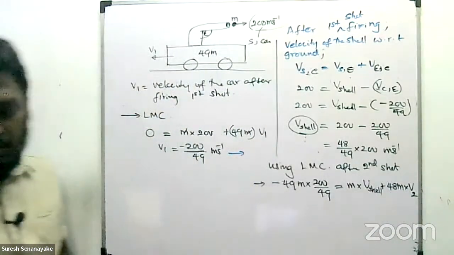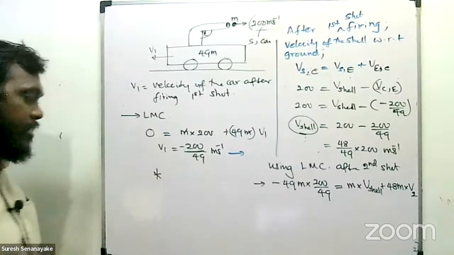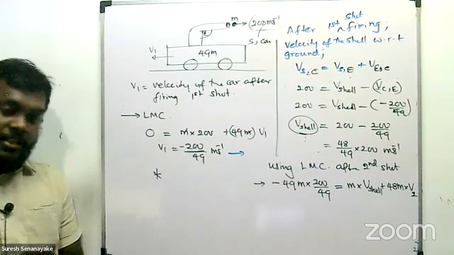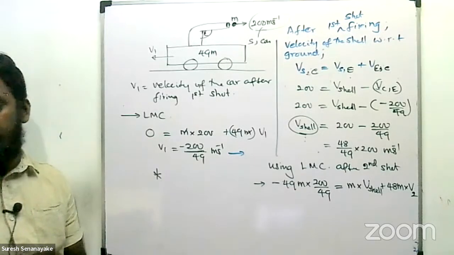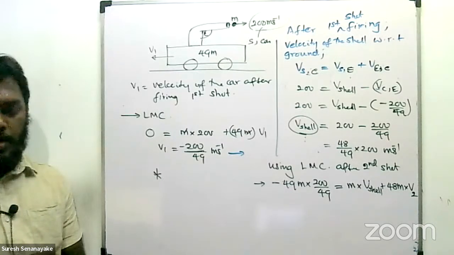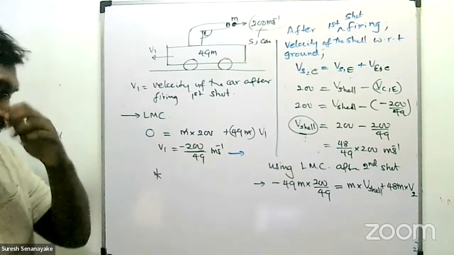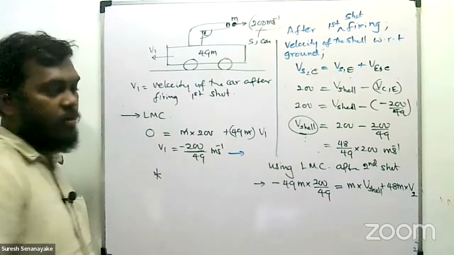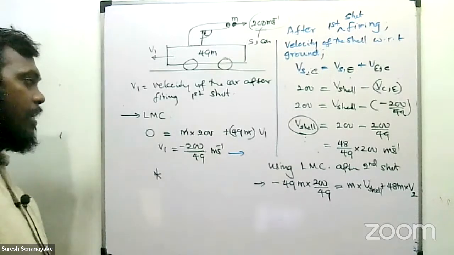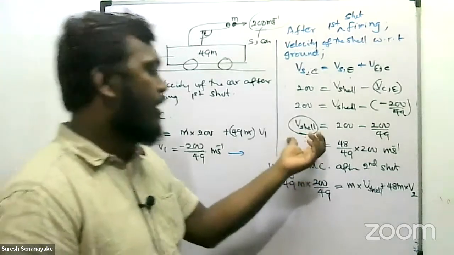Keep in mind, when applying the momentum conservation, all the velocities should be with respect to the same frame of reference. So normally we consider it as earth. All the velocities should be with respect to the ground or earth or a common frame when applying the linear momentum conservation. That's why I find this value.